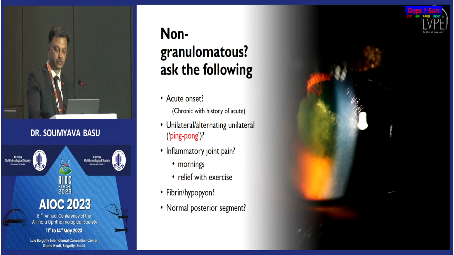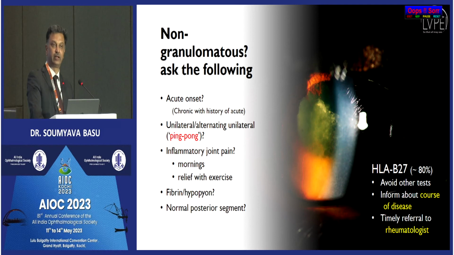In these patients, you would test for HLA-B27 because that is very likely to be positive. If you get it positive in this kind of presentation, you don't have to do any other test in these patients. You can inform the patient about the course of the disease and can refer the patient timely to the rheumatologist in case there is a history of inflammatory back pain or any other joint pain in these patients.